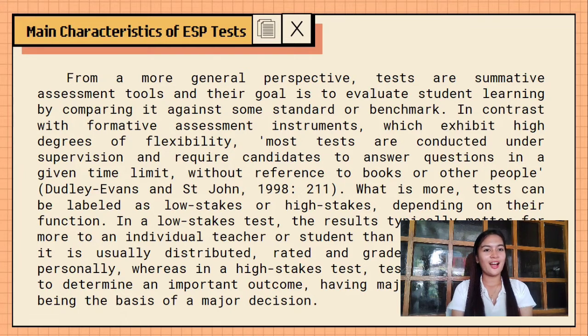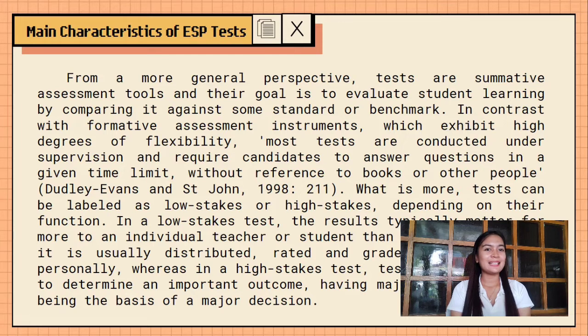Most tests are conducted under supervision and require candidates to answer questions in a given time limit without reference to books or other people. Meaning to say, the examinations are done under the observation of someone and require candidates to answer questions in a set amount of time without the use of books or other people.